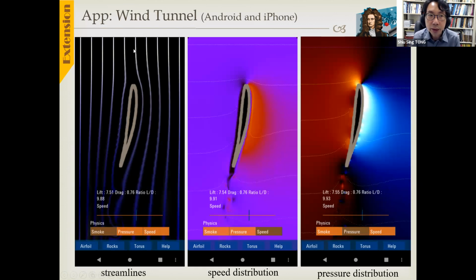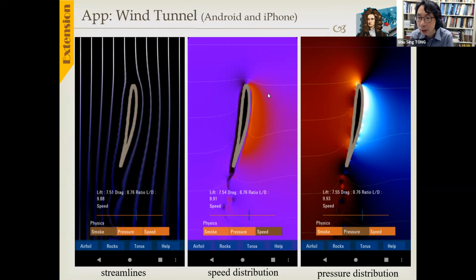Now, this is an app. This is a mobile app called Wind Tunnel. You can actually get the free version. For the paid version, you have to pay about, I think, $20 or something like that. Now you can see it displays a streamline. Okay, you draw a wing, and it displays a streamline.